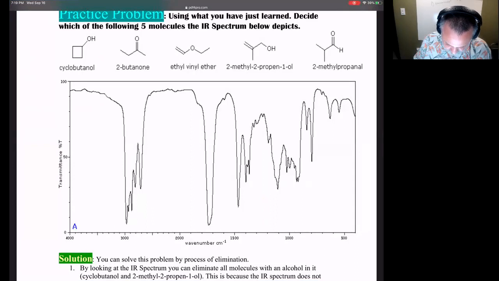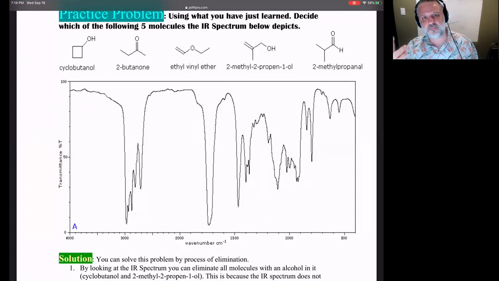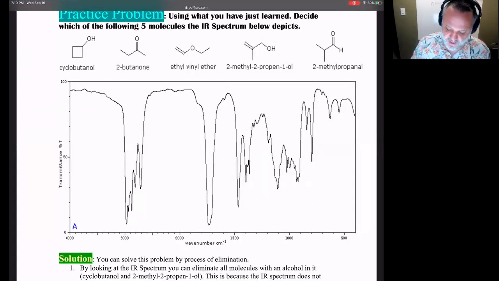Right between 26 and 27, in the mess of those peaks, there is a peak right in that zone. And so that does indicate an aldehyde. And really, this is the spectra of 2-methylpropanol. And so that's how you would use IR. And so that's about it for IR for now.